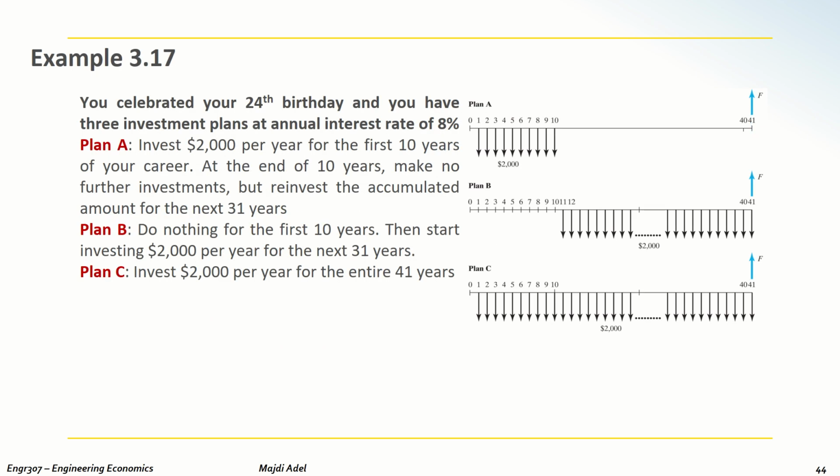Now let's examine different saving plans. You celebrated your 24th birthday and you have 3 investment plans at annual interest rate of 8%. Someone wants to save a certain amount so that when he retires he finds this money after retirement. And he has 3 different plans and he's going to retire at the age of 65. So he will have 41 years to save money.